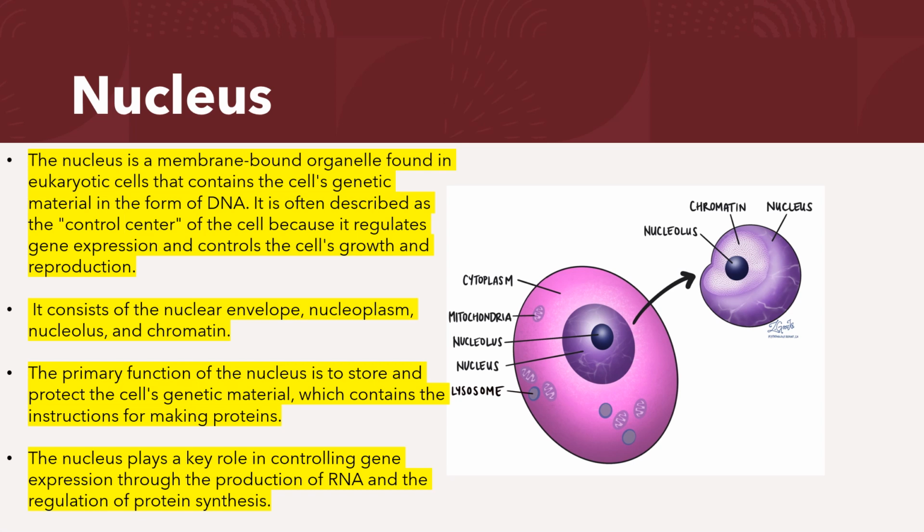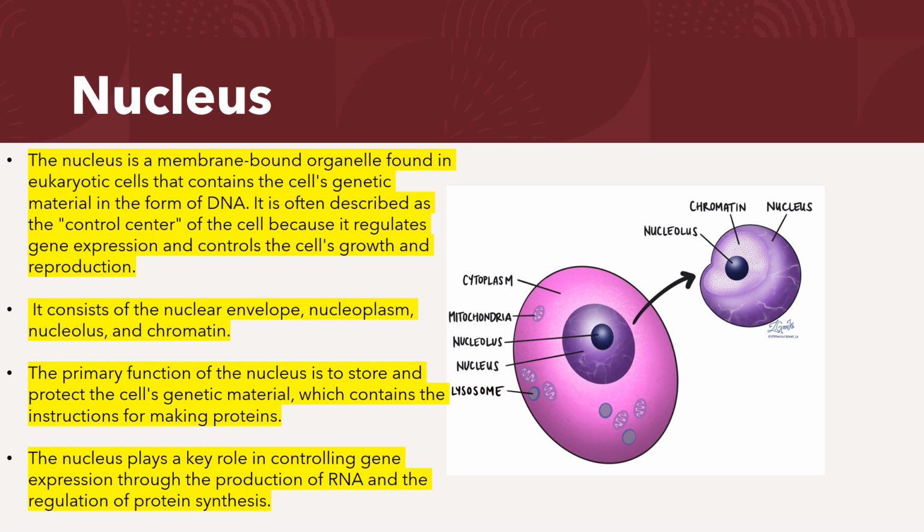The nucleus plays a crucial role in controlling gene expression, which is the process by which the genetic information in DNA is used to synthesize proteins. This is done through a complex series of steps that involves the transcription of DNA into RNA, which will then be translated into proteins. The regulation of gene expression is critical for the proper functioning of cells and for the development and differentiation of different types of cells.